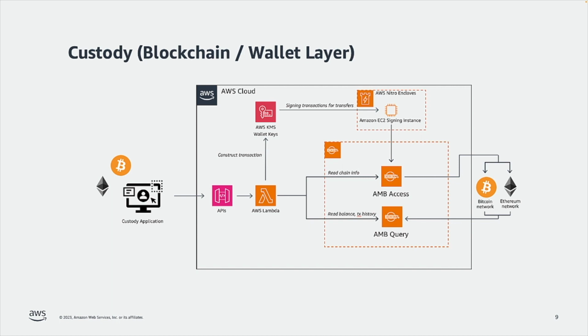What if now this user wants to buy Ether by using some of his Bitcoins? In this scenario, the custody application has to send transactions to both the Bitcoin network and the Ethereum network by signing those transactions with the keys associated with that user. And this is where the custody solution would have to implement a digital wallet using AWS services like KMS and Nitro Enclaves. Once the user transaction is signed by his private key, the backend component of this portal can use AMB Access to send those transactions to the appropriate blockchain network.